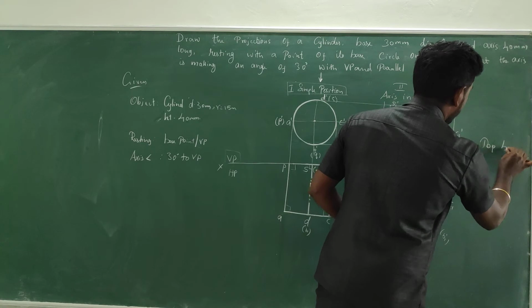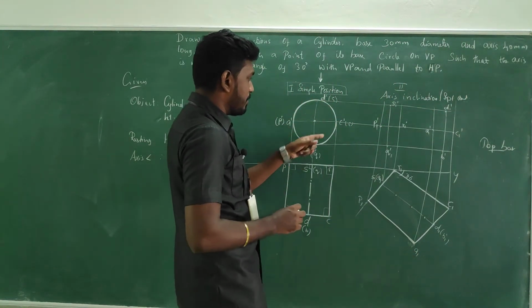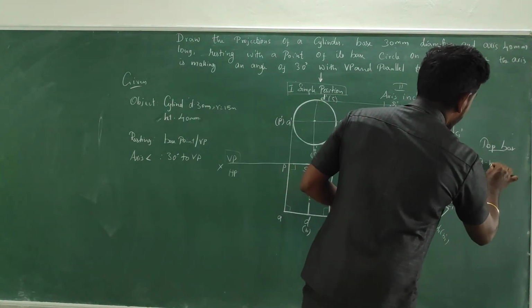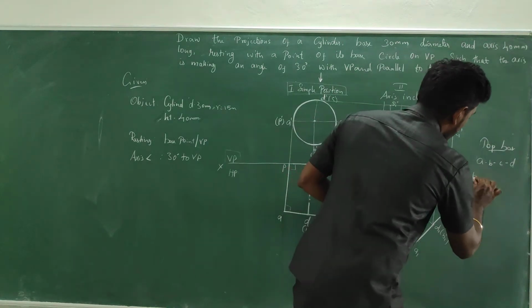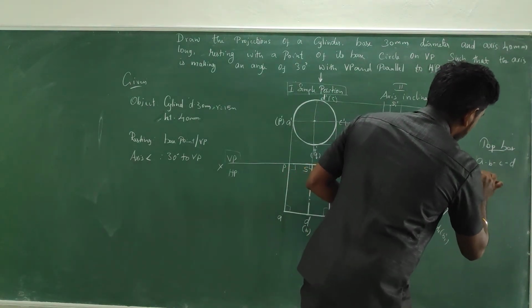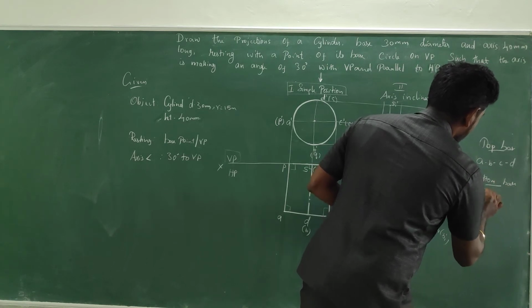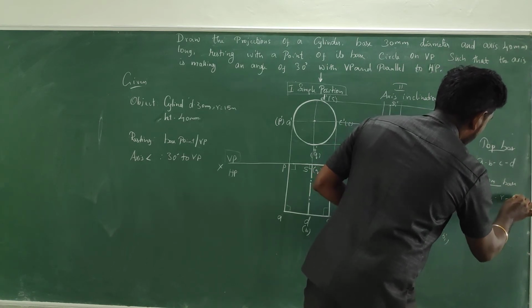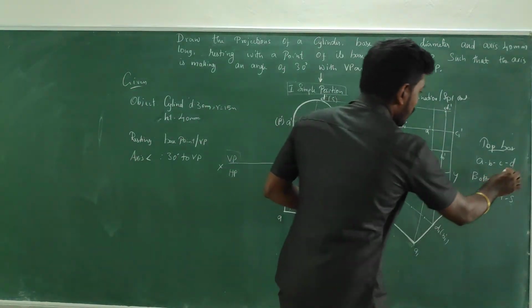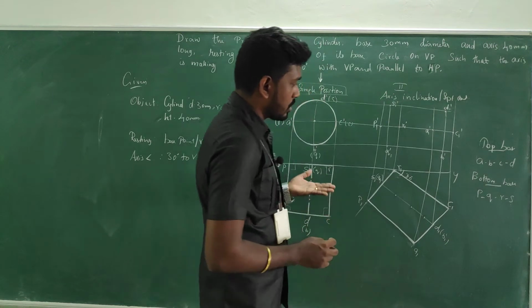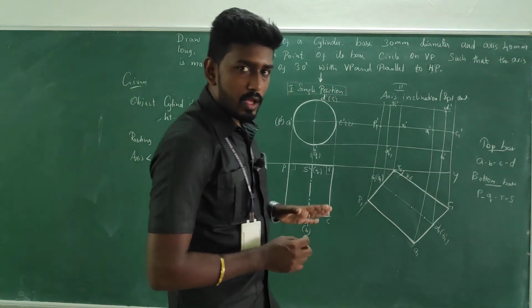Top base, in the sense it's a connection between A, B, C, D. A, B, C, and D. Bottom base. It's a connection between P, Q, R, and S. Right? And then, okay, let it be. Top base and bottom base.